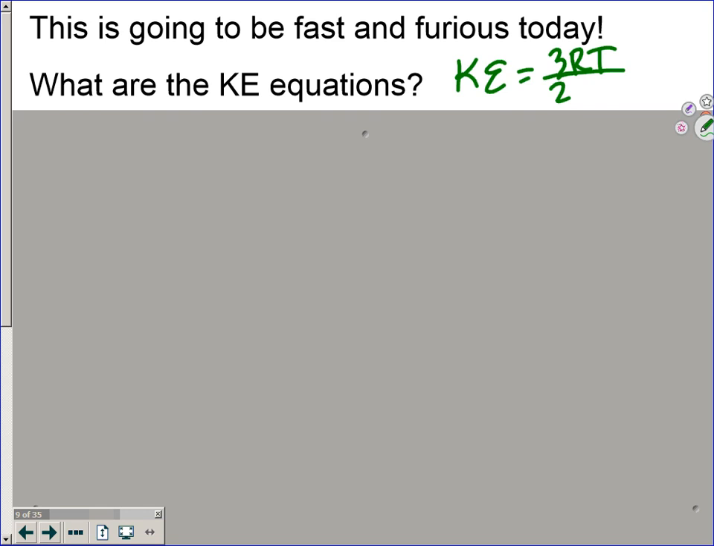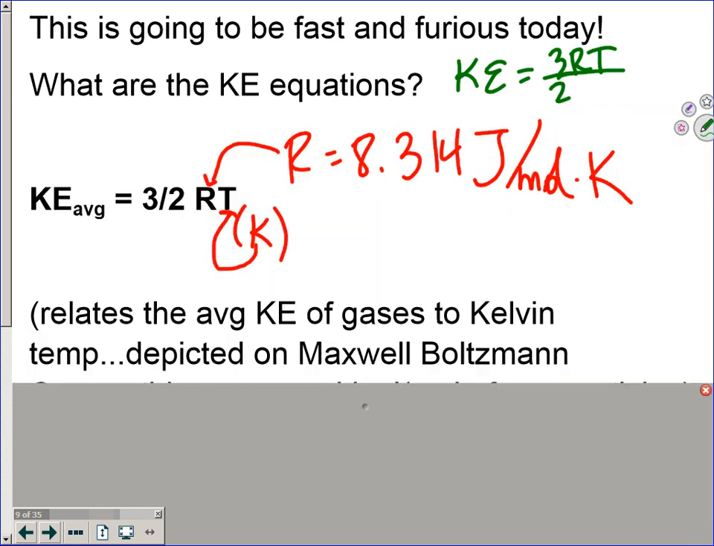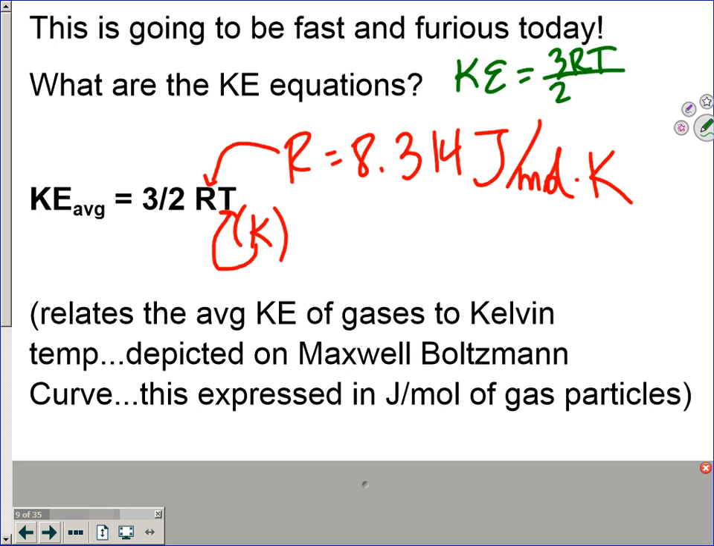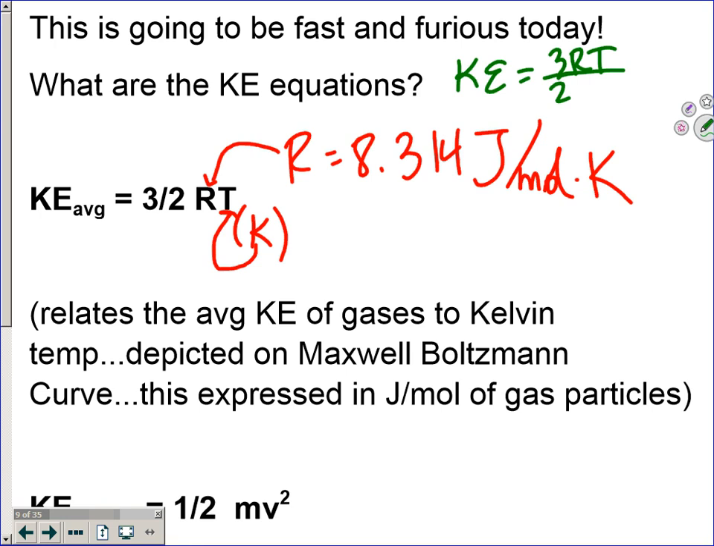Okay, so the other one deals with mass and velocity. Does anybody know that one? Maybe from physics? Kinetic energy. You got it. Come on. Kinetic energy equals 1/2 mv squared. Good. Okay, so the first one we already know about. This is the one that we just mentioned, and I will just put this back up here for you.